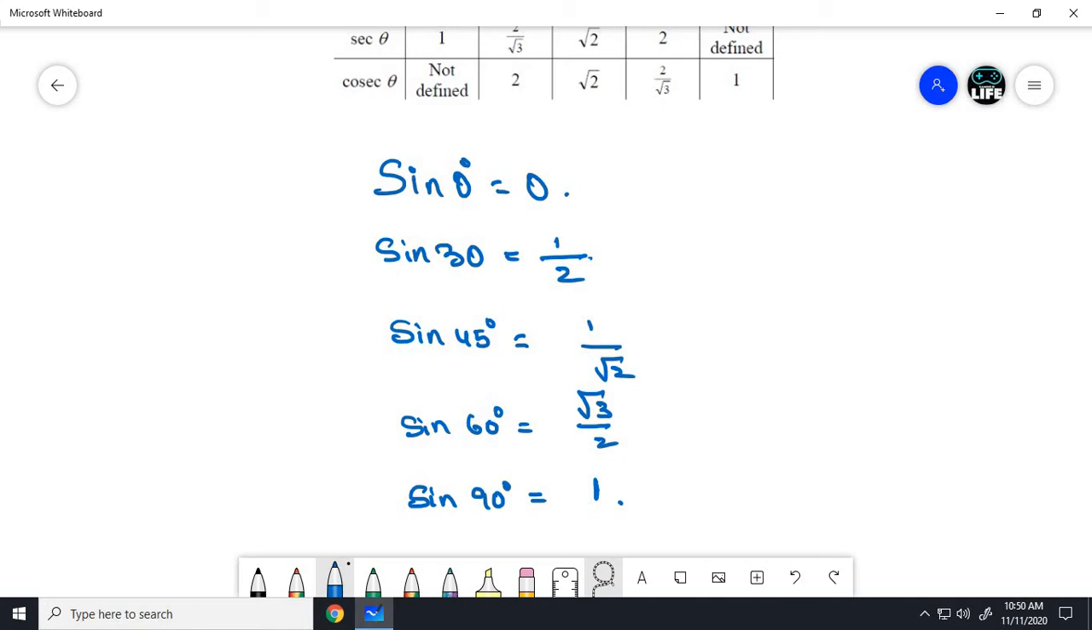Okay, read with me. Sine 0 is 0. Sine 30, 1 by 2. Sine 45, 1 by root 2. Sine 60, root 3 by 2. And sine 90 is 1.